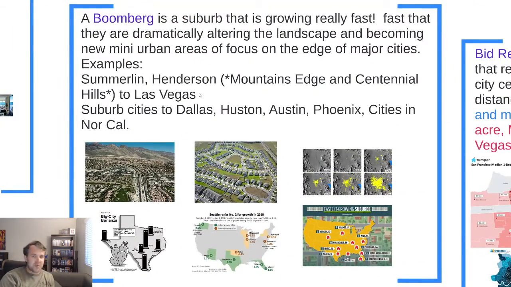Okay, a boomburg is a suburb that's growing really fast. So fast, they're dramatically altering the landscape, becoming new mini urban areas on the edge of major cities. So, for example, Summerlin, Henderson, Mountain's Edge, Centennial Hills to Las Vegas. These are boomburgs. Whole lot of building happening here. Suburb cities to Dallas. I don't even know what they're all called. Houston, Austin, Phoenix, cities in NorCal. These are all cities that are growing really, really fast and making a whole lot of new income and content for these bigger cities. So let's check them out.